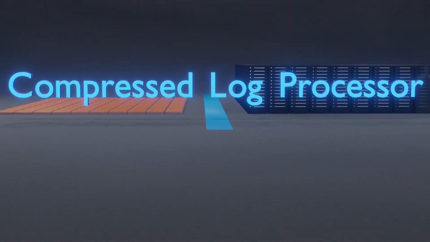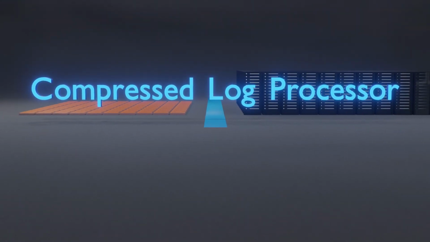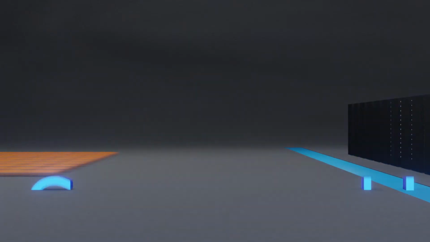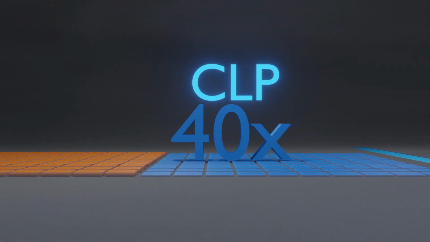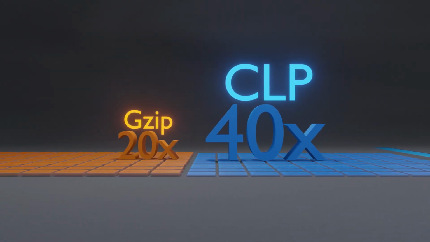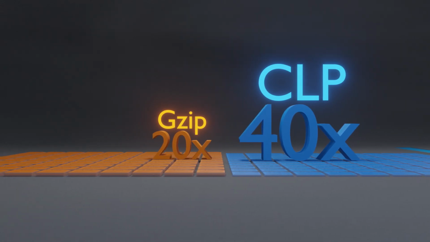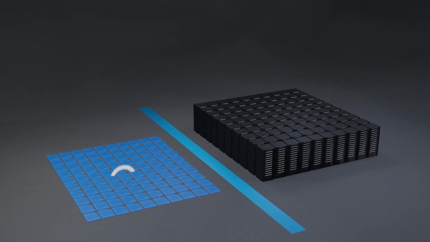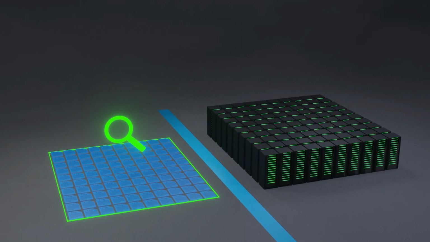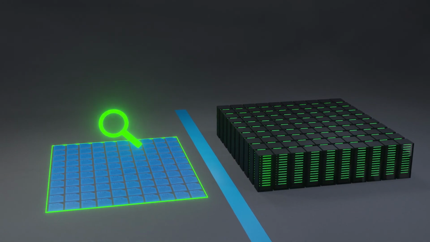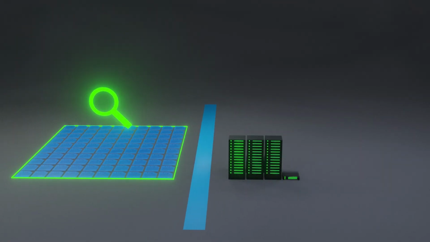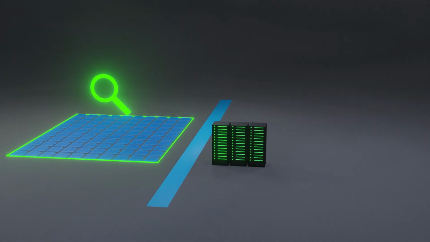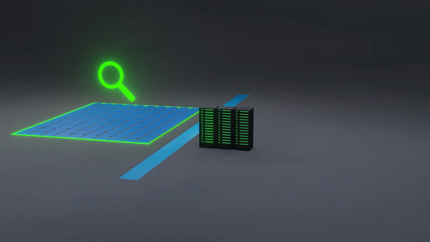CLP, or Compressed Log Processor, is a log analytics tool for compressed logs. By using our innovative algorithm, CLP achieves a compression ratio of more than 40:1. This is 2 times higher than the default compression tool, gzip. Furthermore, users can directly search and perform complex analyses on the compressed logs without decompression. This means that searching the logs uses 40 times less computing resources with CLP. So let's see CLP in action.